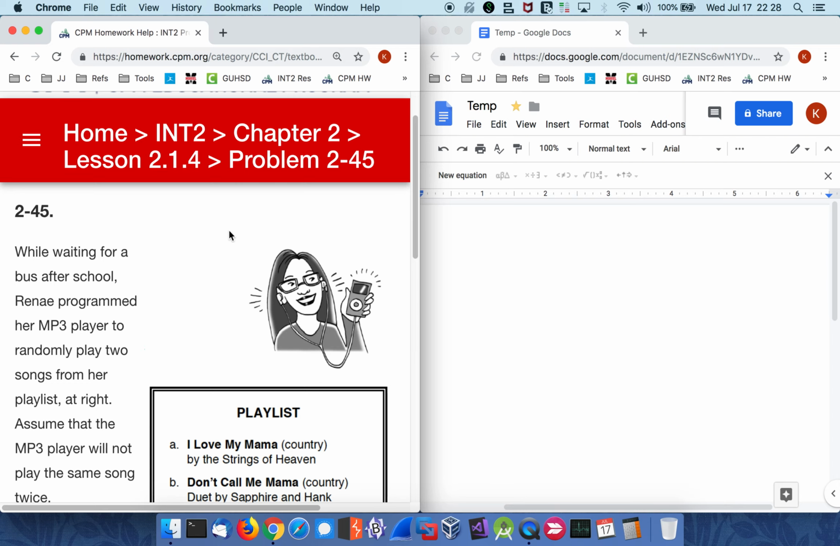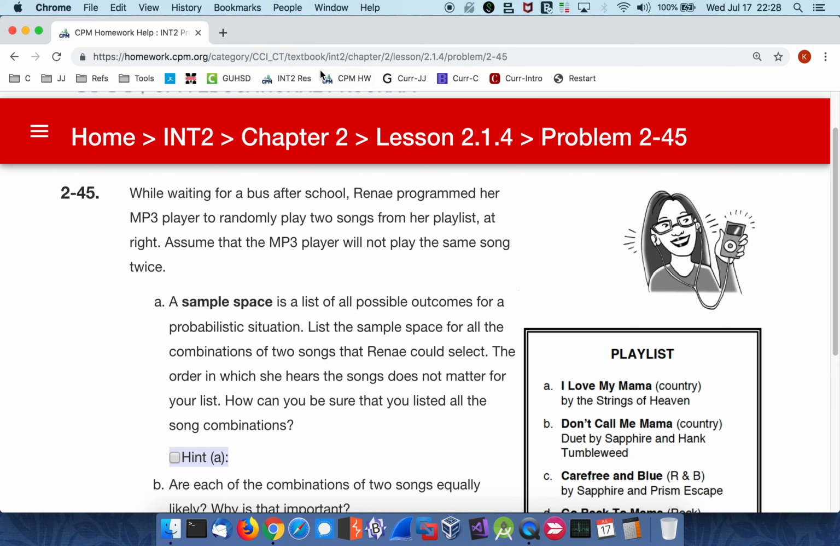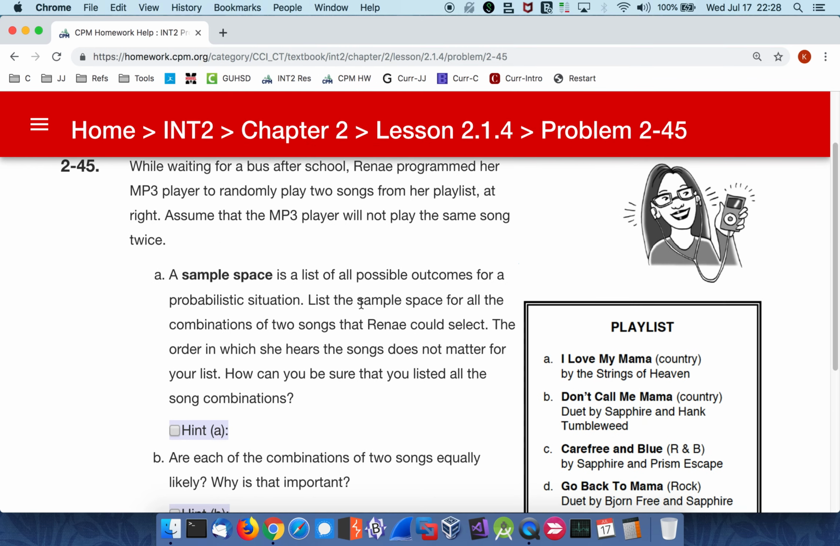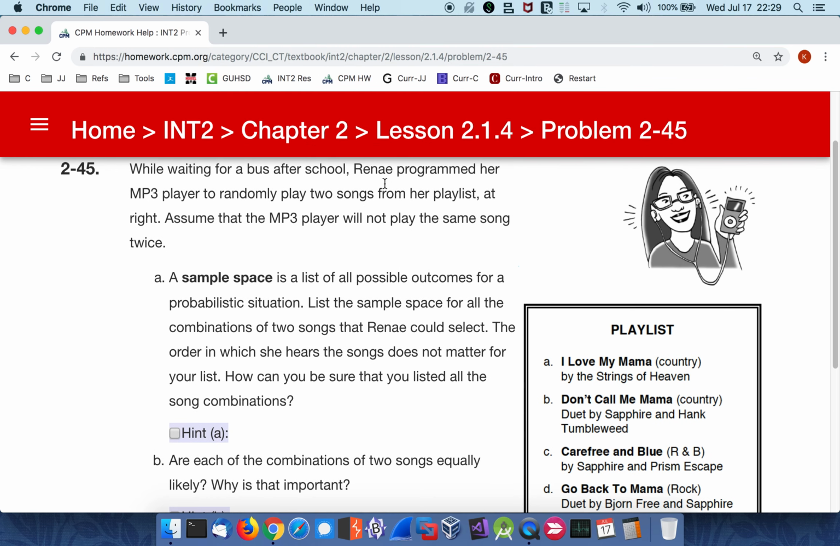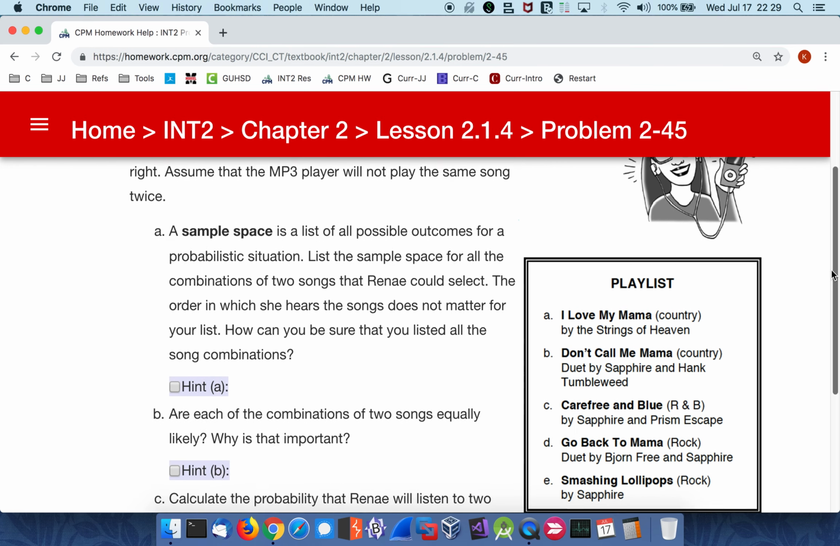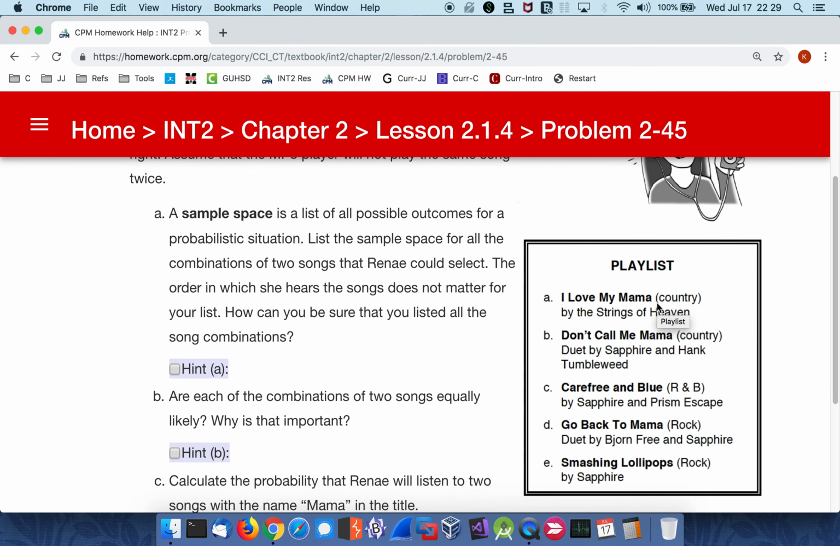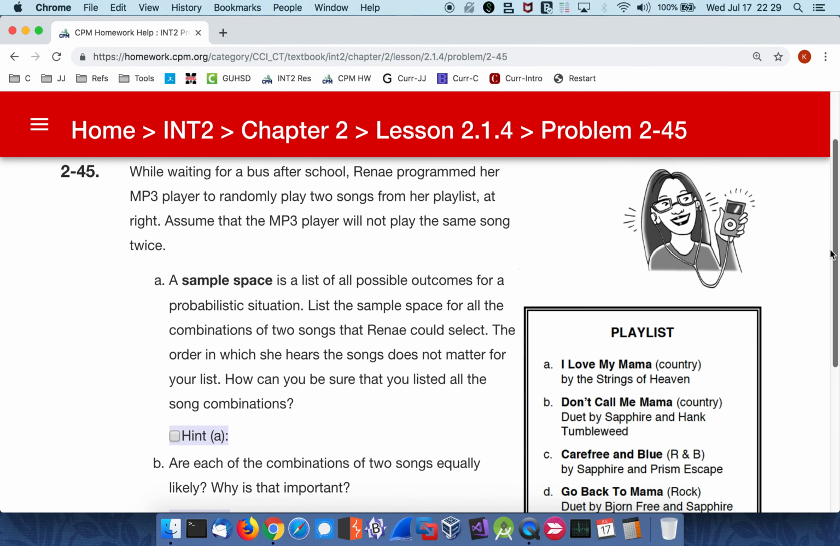So, 2 Tech 45. It says, well, let me blow up the whole thing so it's a little easier to see. While waiting for a bus after school, Renee programmed her MP3 player to randomly play 2 songs from her playlist at the right. So here is her playlist. She's got I Love My Mama, country song, another country song, R&B, rock, and rock. Okay. She's got a lot of songs with the name Mama. I Love My Mama, Don't Call Me Mama, Carefree and Blue, Go Back to Mama, and Smashing Lollipops. Girl has some weird song choices.